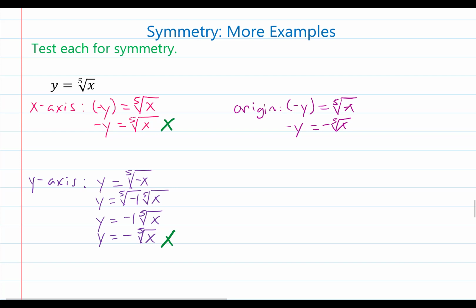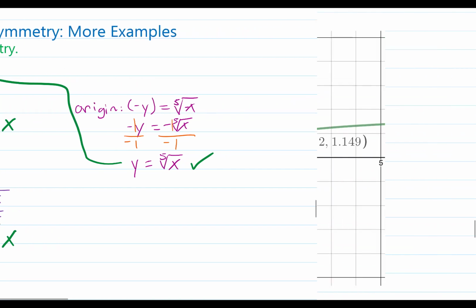What I notice is that I have a common factor of negative 1 on both sides, and so what I can do is divide both sides by that common factor of negative 1, which gives me an equation of y equals the positive fifth root of x. And so what we see is that this is the same as the original equation, so therefore it passes this test. So the graph of this equation is symmetric with respect to the origin, but not symmetric with respect to the x-axis, and not symmetric with respect to the y-axis.